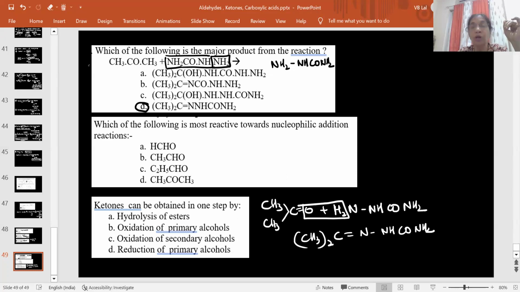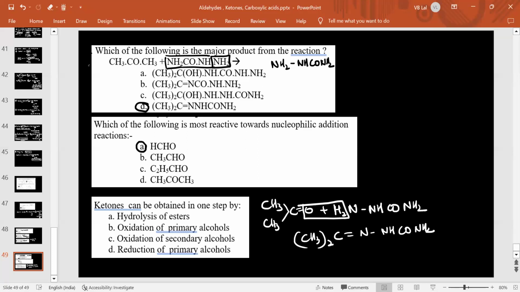Then Hariharan. Which of the following is more reactive towards nucleophilic addition reactions? This question was already asked once. Which will be the most reactive? Option C. Why C? Because the lower aldehydes are more reactive, so the most reactive is formaldehyde. Less bulky groups are more reactive. Where the group becomes more bulky, the reactivity decreases. That is why ketones are less reactive than aldehydes.